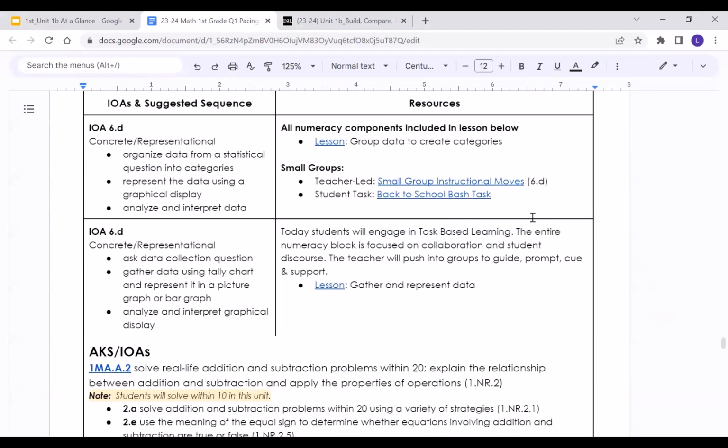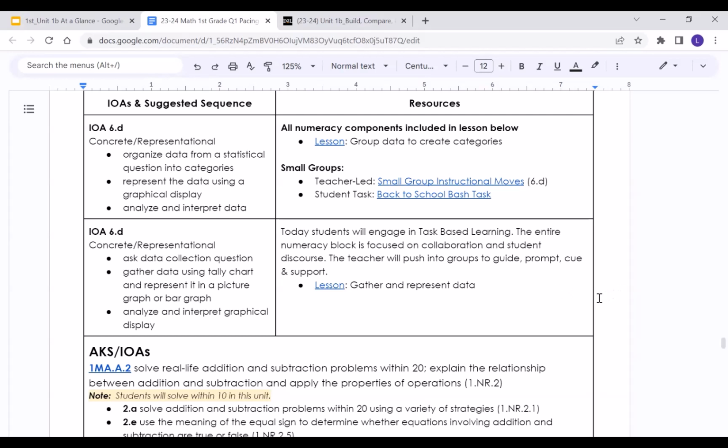The right column of the pacing guide shows the instructional resources that align to the intended learning objectives for each day of instruction. Some days you will see the instructional resources linked for the numeracy components of a traditional teacher-led lesson, like this first day here. Other days, you may notice a task-based lesson, which is your full numeracy block for that day. You see that here on the second day.